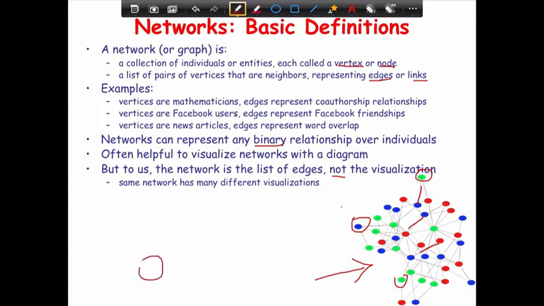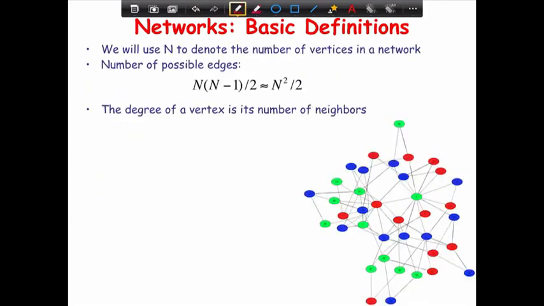For example, here's a simple network with 1, 2, 3, 4 vertices and these edges. But to us, the network would be exactly the same if instead I chose to draw that last edge going around the long way. The pairwise relationships haven't changed, and therefore neither has the network. Only the layout or visualization has been altered.